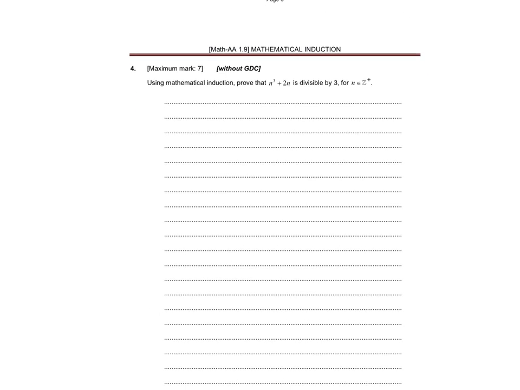Okay, so now for 4. We need to show that n cubed plus 2n is a multiple of 3. So for n equals 1, we've got 1 cubed plus 2 times 1, which is 1 plus 2, 3. So it's a multiple of 3.